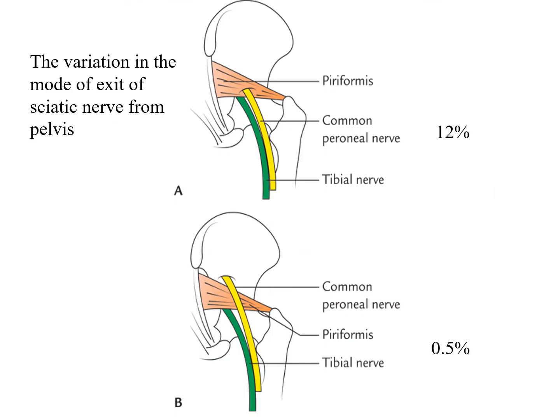The variation in the mode of exit of the sciatic nerve from the pelvis. So these are the variations. You see the sciatic nerve is divided into two branches, the tibial nerve and the common peroneal nerve. The tibial nerve passes below the piriformis, sometimes the common peroneal nerve passes within the piriformis muscle. Here you can see the variation where the common peroneal nerve passes just above the piriformis and the tibial nerve passes just below the piriformis muscle.